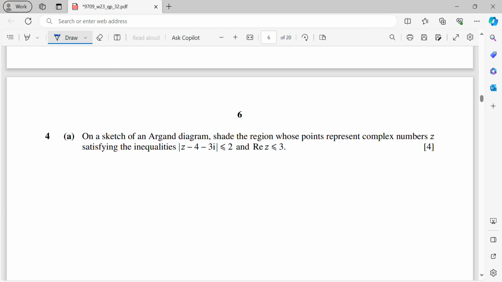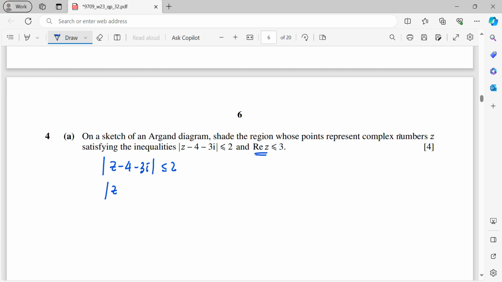Okay, question 4a. On a sketch of an Argand diagram, shade the region whose points represent the complex numbers z satisfying the inequalities modulus of z minus 4 minus 3i less than or equal to 2, and the real part of z is less than or equal to 3. So the first one is basically a circle.